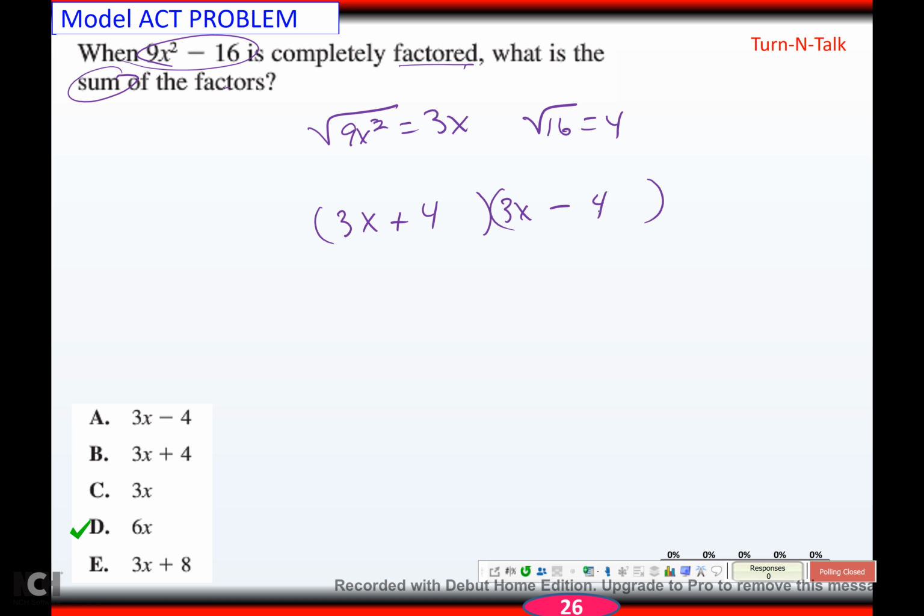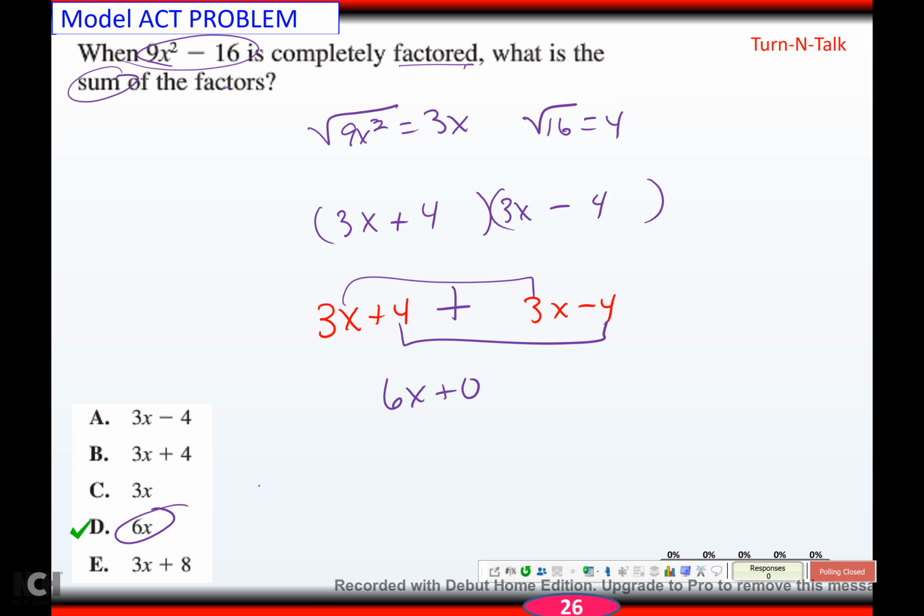Those are the factors. Well, it says what is the sum of the factors. So it's telling me to take the factors and add them. So 3x plus 3x is 6x. Positive 4 minus 4 is 0, which is just 6x.